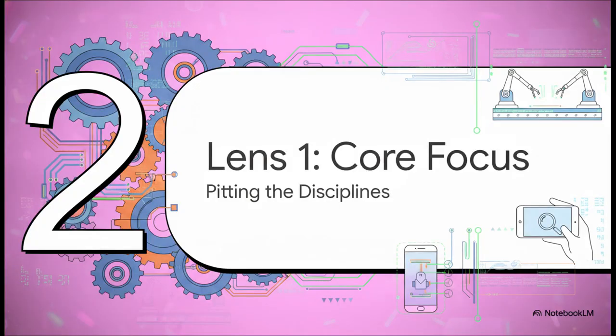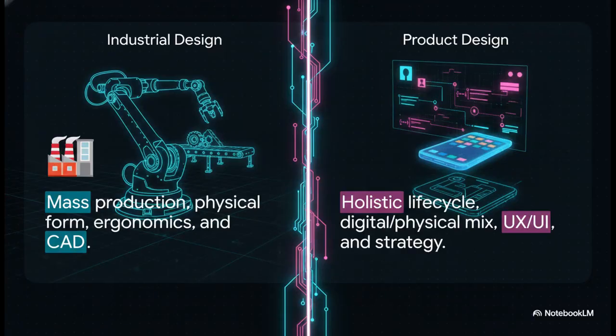Section 2. Lens 1. Core focus. Pitting the disciplines head-to-head. So the boundaries of expertise between these two disciplines are actually super distinct. On one side, industrial design is hyper-focused on the physical realm. We're talking mass production constraints, the tactile physical form, ergonomics, and a heavy reliance on computer-aided design, or CAD.